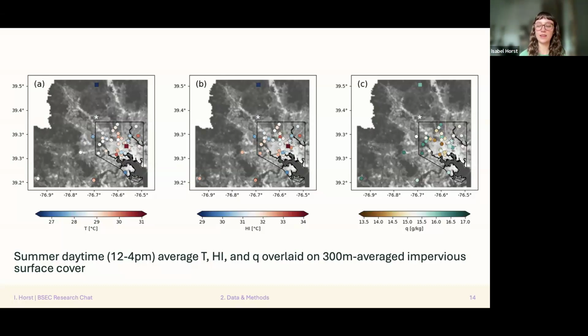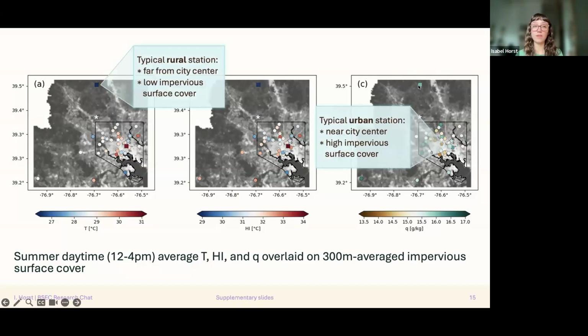But before I do that, I just want to highlight two pairs of stations that I've identified with special icons. So I have this pair that I'm using squares to identify, and this is a very typical urban-rural station pair. One is very far from the city, around lots of vegetation, with very low impervious surface cover, and one is very much in the middle of the city with lots of impervious surface cover. This is the type of station pair that historically would be a good candidate for defining an urban heat island or something like that.